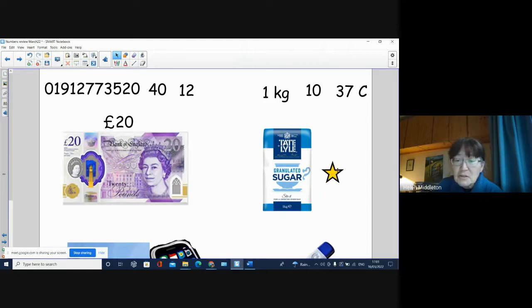What's this? Sugar. Yes, sugar. How much sugar do you want to buy? Well, I'll just buy 1 kilo. 1 kilo or kilogram. 1 kilogram of sugar, please.